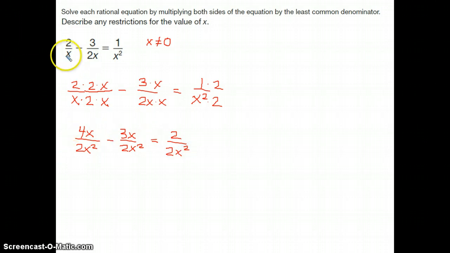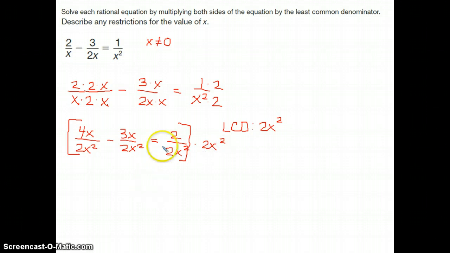If you're unsure of what the lowest common denominator is, make them all have a common denominator. So my lowest common denominator, or least common denominator, is 2x squared. Okay, so if it's 2x squared, the method we learned in class was to multiply every piece of this entire equation by that lowest common denominator.